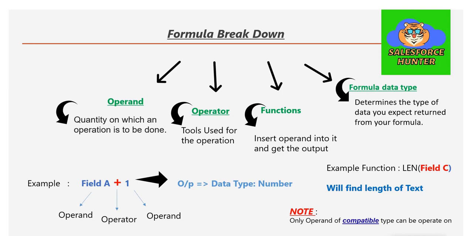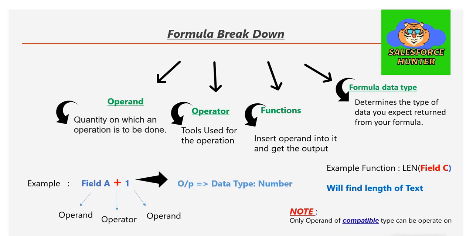Now let's take an example of a formula so that you could understand all these things that are written on your screen. Suppose we are taking a field A, that's the name of the field, and we are adding 1. Field A is a number type field and 1 is also a number. When you add them, you get your output, and the data type is going to be a number. That is your formula data type, the data type of the output.